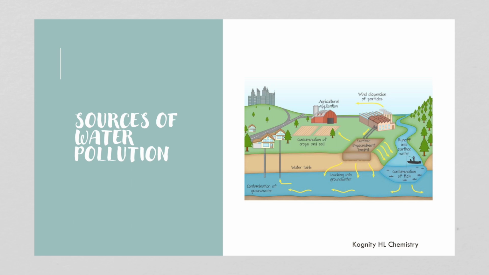So contaminating crops and soil could happen from the surface landfill leaching chemicals into the groundwater, which then gets into our households. The wind dispersion of particles from factories, runoff from the landfill can get into our surface water and contaminate fish, which then will make us sick, and so on. So there's lots of different ways that pollutants can get into our water system.